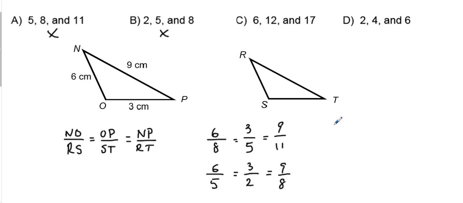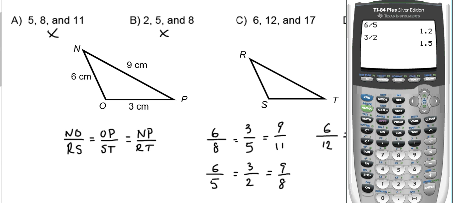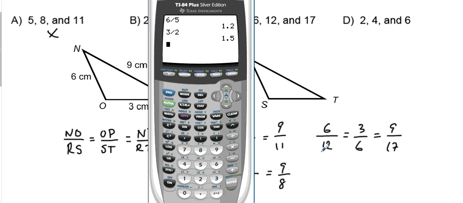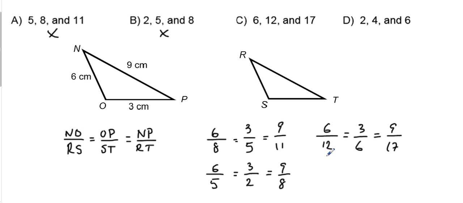Let's try C. So I'm going to do 9. Whoops, we'll actually start once again with 6. So 6 over 12, that has to be equal to 3 over 6, and that has to be equal to 9 over 17. Now, be careful here, because 6 divided by 12, I shouldn't really need a calculator for this. 6 divided by 12 reduces to 1/2. 3 divided by 6, that also reduces to 1/2. However, 9 over 17 does not reduce to 1/2, so C cannot be the answer either.